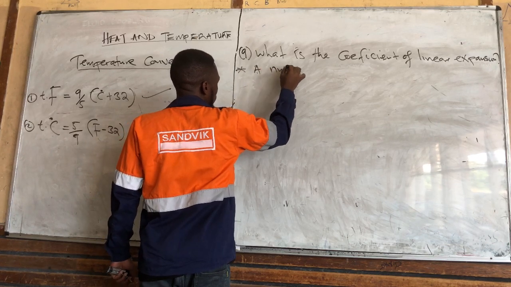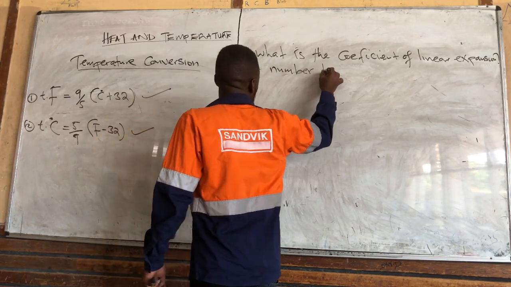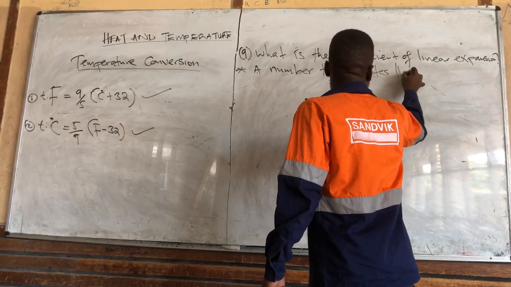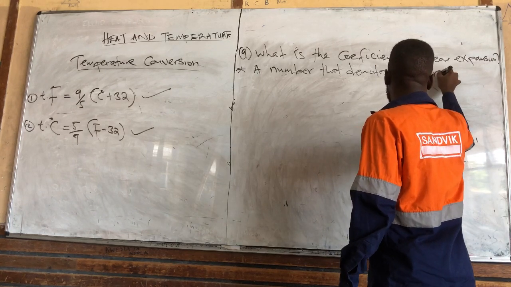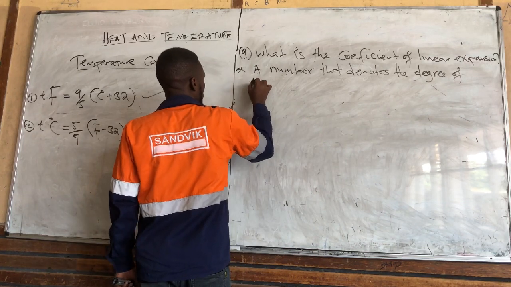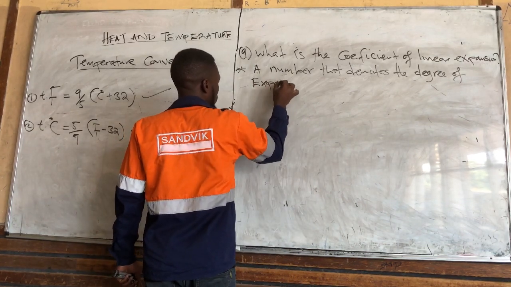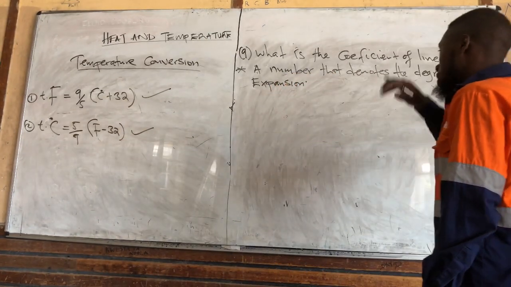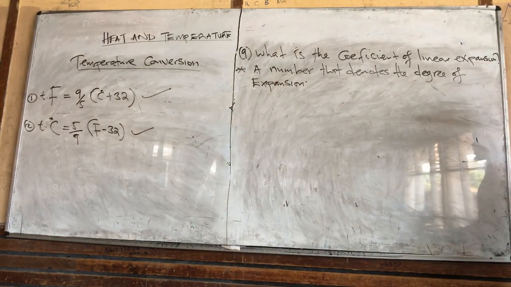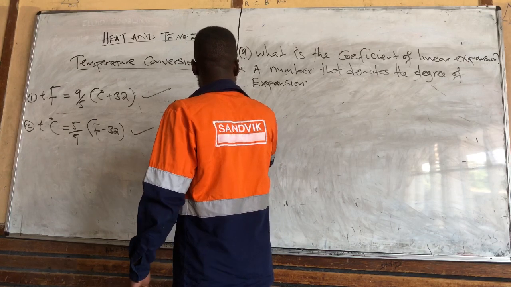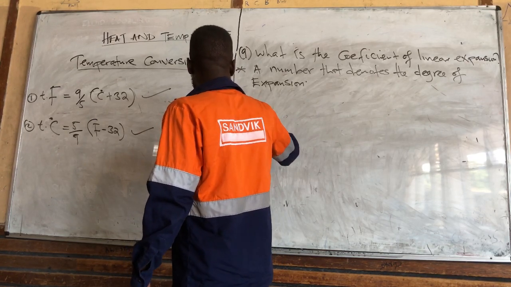A number that denotes the degree of expansion. So what is the coefficient of linear expansion? Just a number that denotes the degree of expansion, right? Okay. So 10. So we don't waste time, just go there to answer the questions. 10 here.